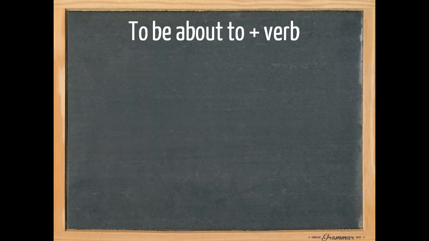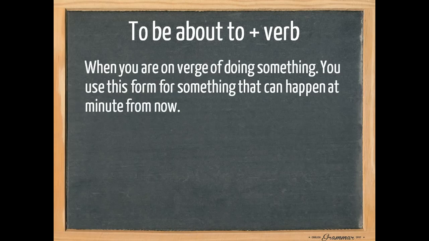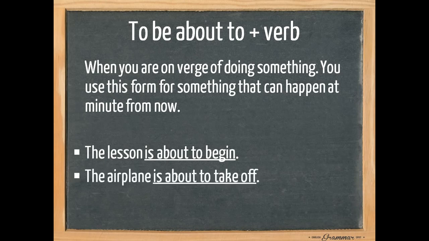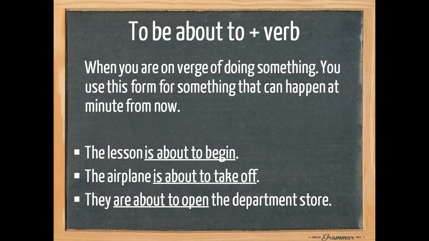Another form to talk about the future is to use to be about to plus the base form of the verb. We use this form when you are on the verge of doing something. You use this form for something that can happen at any minute from now. The lesson is about to begin. The airplane is about to take off. And they are about to open the department store.